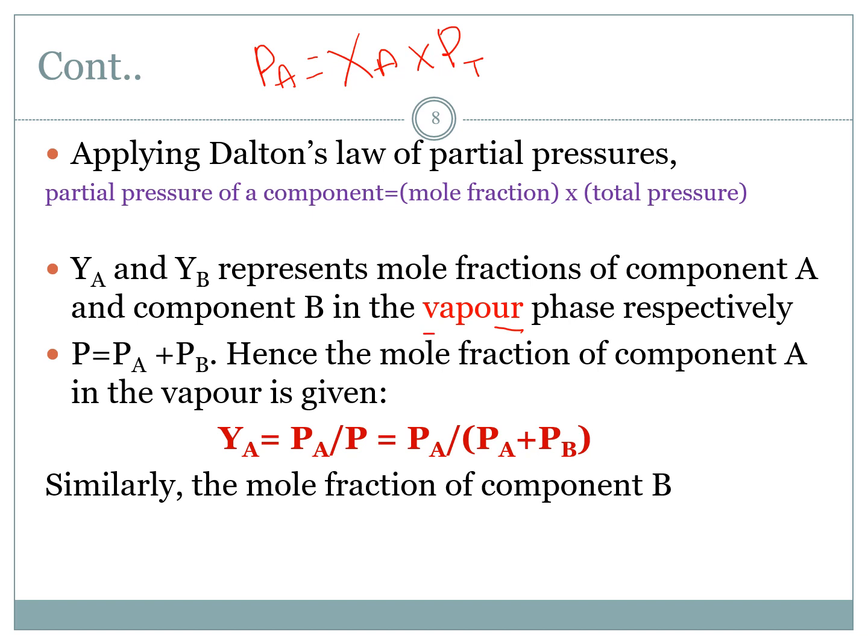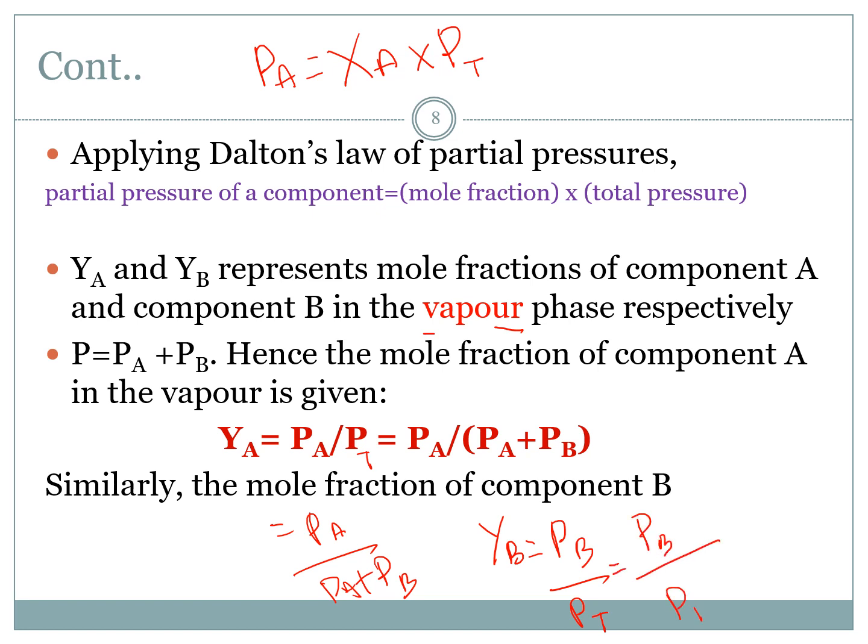YA equals the partial pressure of component A divided by P total, equal to the partial pressure of component A divided by PA plus PB. So the mole fraction of component B will be YB equals PB divided by PT, so PB divided by PA plus PB. So YB and YA are the mole fractions of component A and component B in the vapor phase.